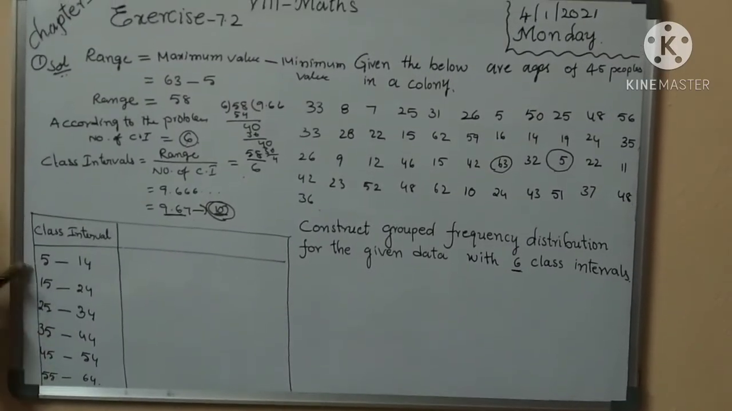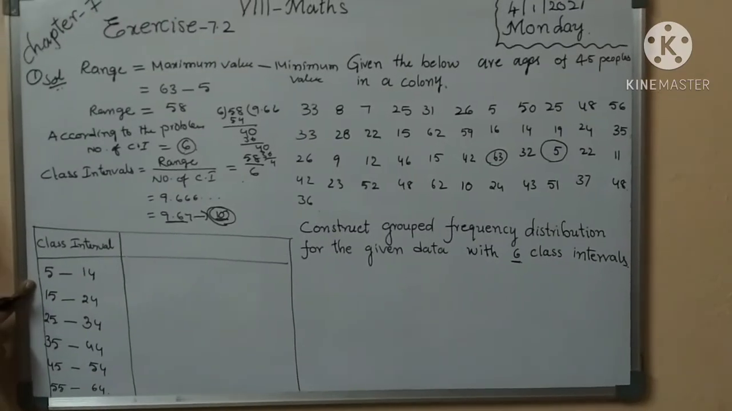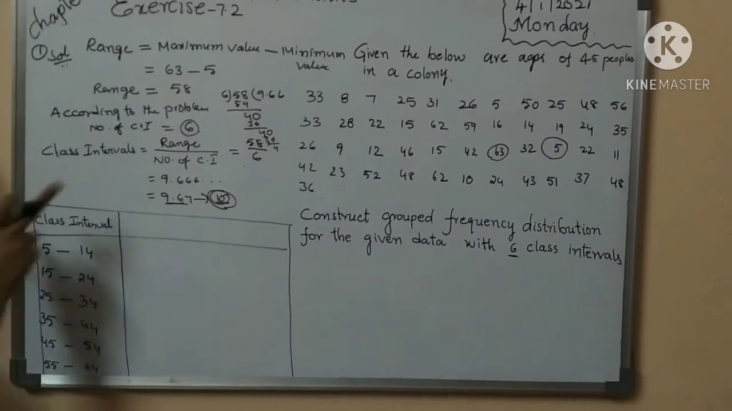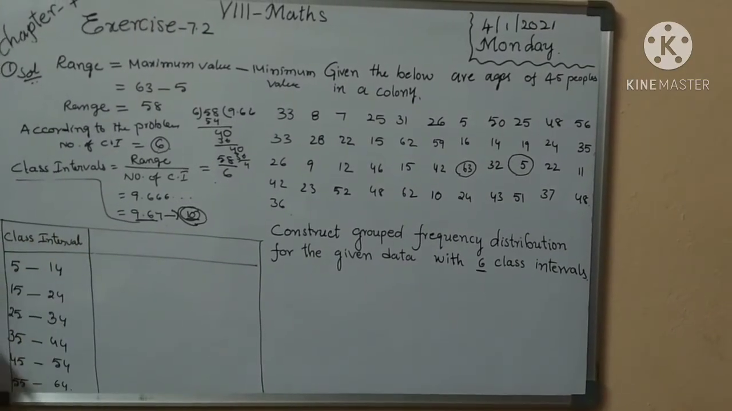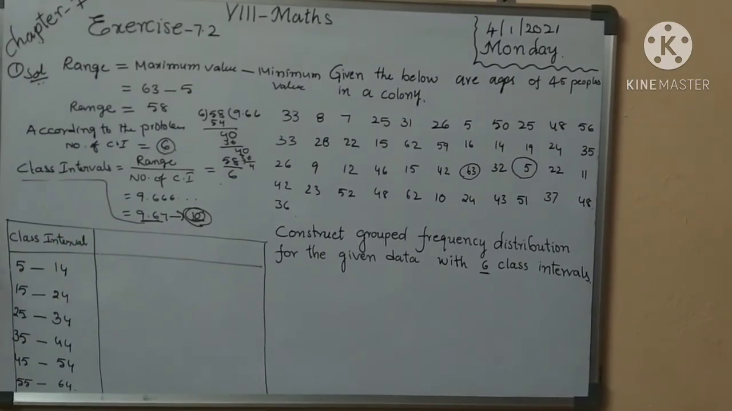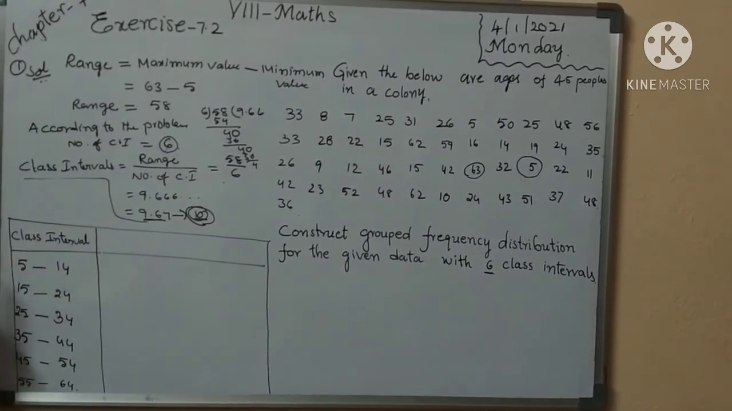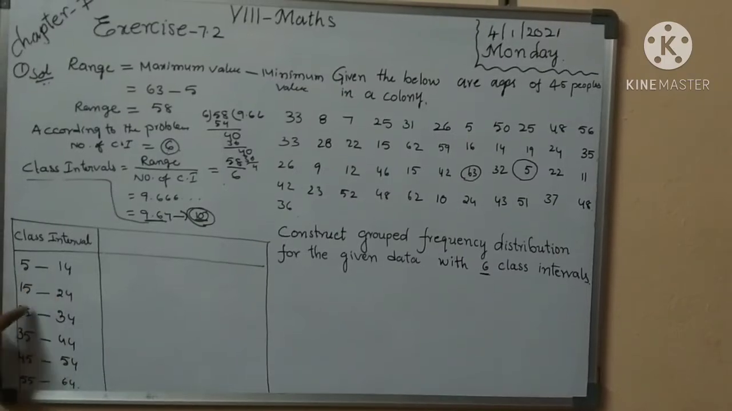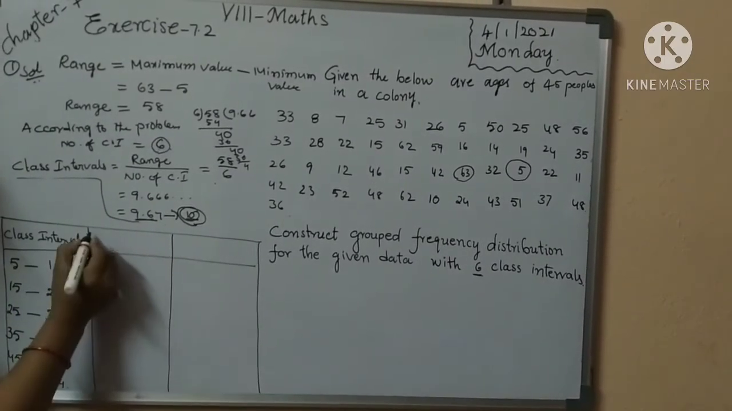Okay. So how do we take the class intervals? Did you understand, children? What is the least number of the data? And the class interval is 9.6, meaning approximately 10. So 5 adding 10 numbers, 5 to 14 is 10 numbers. Okay. So do the same for all class intervals. Okay. The next one is the tally marks.